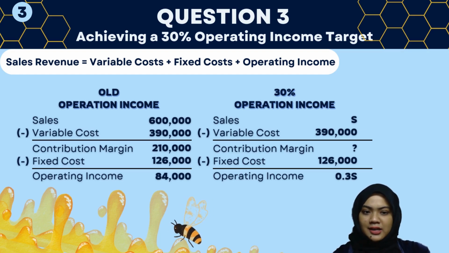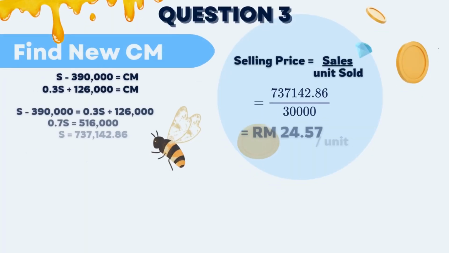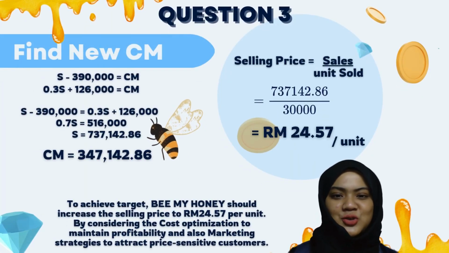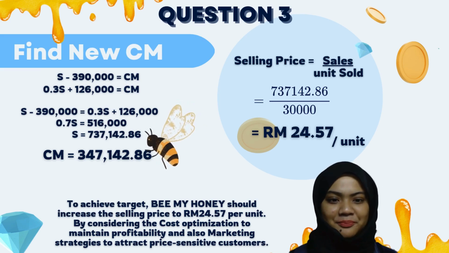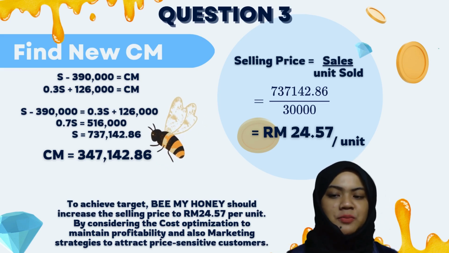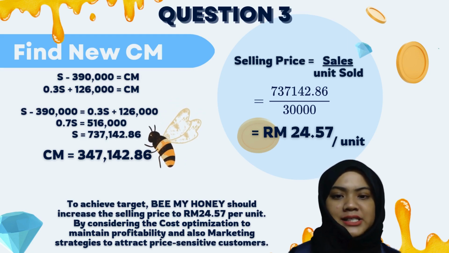Sales are represented as S, and the variable costs and fixed costs remain the same. The contribution margin is unknown and needs to be calculated. Operating income is now 30% of sales, or we can write it as 0.3S. Now let's move on to calculate the new contribution margin and the selling price to meet the 30% operating income target. By using the formula for contribution margin, which is sales minus variable cost, and operating income plus fixed cost.